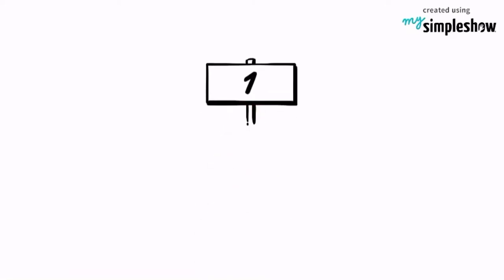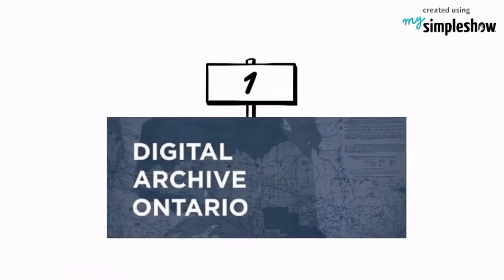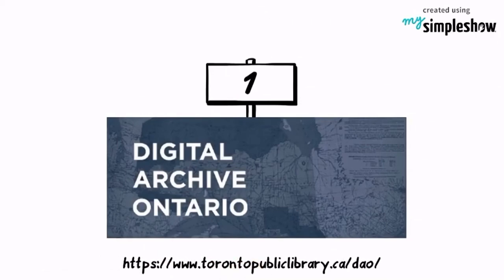1. Name and URL: Digital Archive Ontario, DAO, https://www.torontopubliclibrary.ca/DAO/.